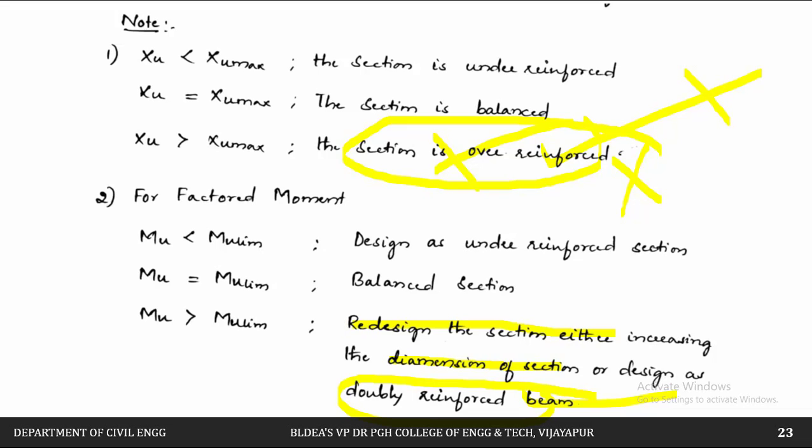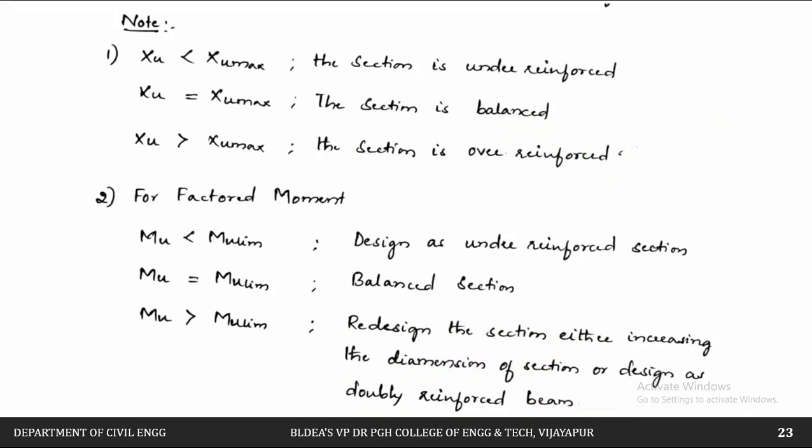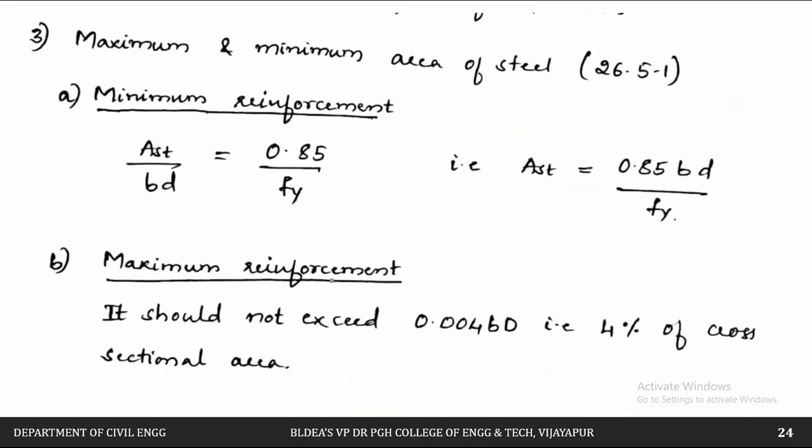So this is avoided. Why? Because this is a compression failure. This is a brittle failure. Brittle failure means suddenly our structure is going to collapse, which may lead to the catastrophic failure of the whole structure. So this has to be avoided.